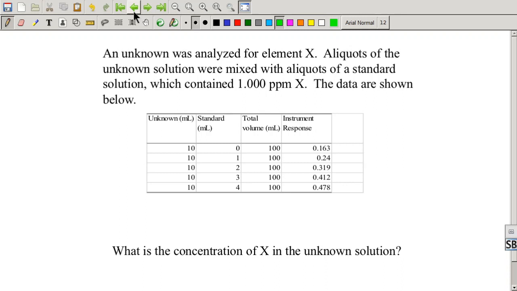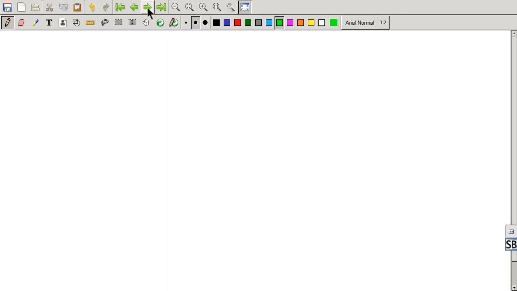Okay, so in this particular case, we're also adding 10 milliliters of the unknown to each solution. And then we're adding 1, 2, 3, 4 milliliters of the known, and we're diluting again to 100 milliliters. So we can map that out. And again, I'm going to do this one by hand, which means, of course, it's going to look pretty lousy. Okay, so here's my unknown.